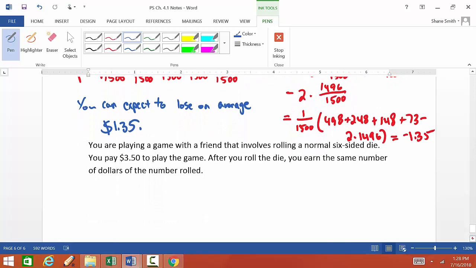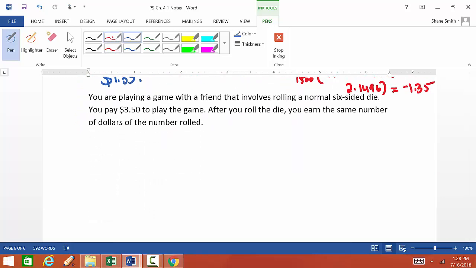Let's do the next one then. So try to come up with this probability distribution on your own, see if you can think of what it would look like, and then look at what I come up with. So in this problem, you're playing a game with a friend, and you're rolling a 6-sided die, and you pay $3.50 to play the game. After you roll the die, you earn the same number of dollars of the number rolled.